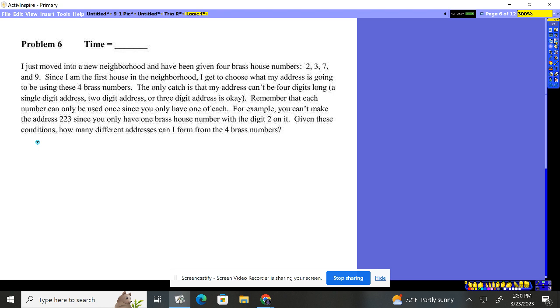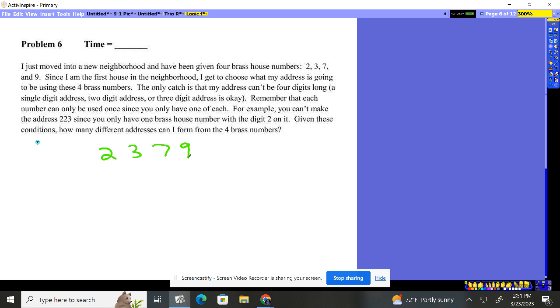Number 6. I just moved into a new neighborhood. They've given me the brass numbers 2, 3, 7, and 9. Now, I want to put them up. Since I'm the first house in the neighborhood, I get to choose what my address is going to be using these 4 brass numbers. The only catch is that my address can't be 4 digits long.